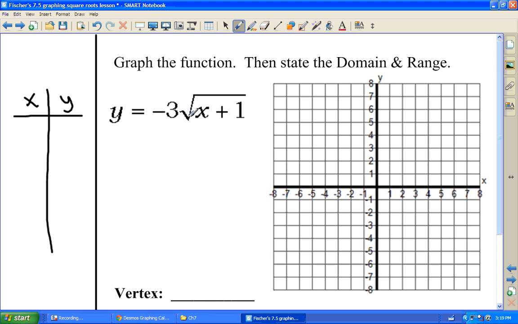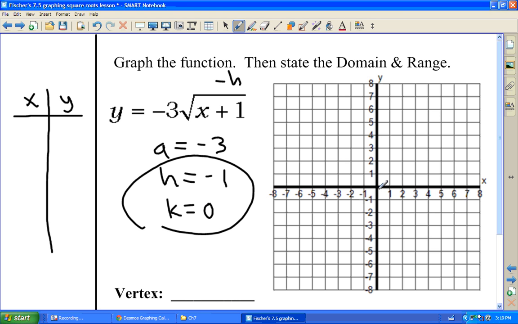Here's another one. We've got y equals -3 square root of x plus 1. First of all, my a is -3. What is that going to do? It's going to flip the whole graph negative. Okay, h is a -1. Remember, they're looking for a minus h under there. So when I have a positive number, it's going to be -1. And k is 0. So my first thing is find the vertex. A -1 for h shifts it to the left one. And that's all I do. K doesn't shift it up or down at all because k is 0.